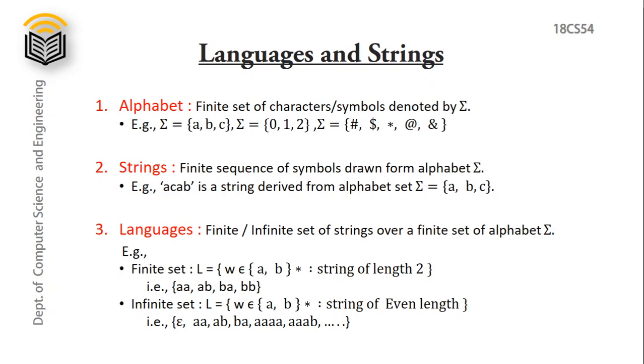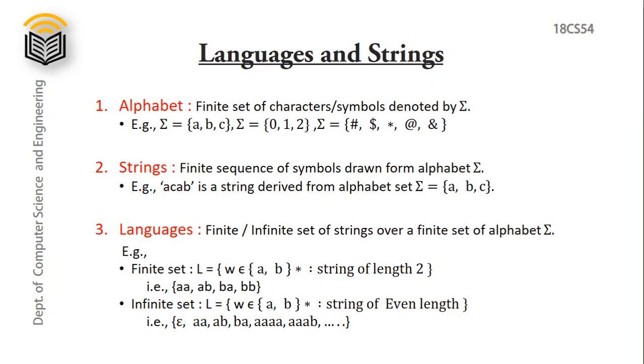As per the definition, a language is finite or infinite. So, an example for a finite set. This is the way we define a language. L is the language. It is made up of W, which belongs to alphabet set A and B. As you can see, the star over the alphabet set means any combination of the alphabet set. On the right side, we have the definition for the language, strings of length 2. It is simply like a condition. If a string satisfies the condition, then it is a valid string, else not valid. So here A, B, B is valid as it is of length 2.